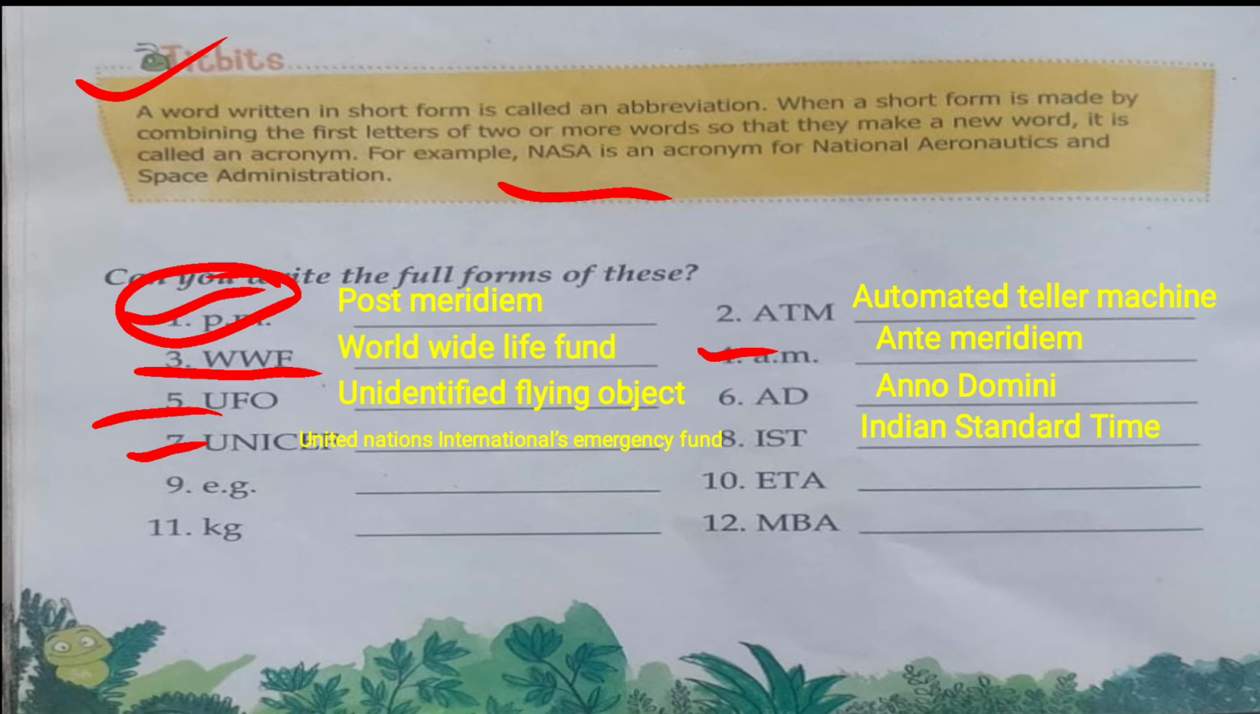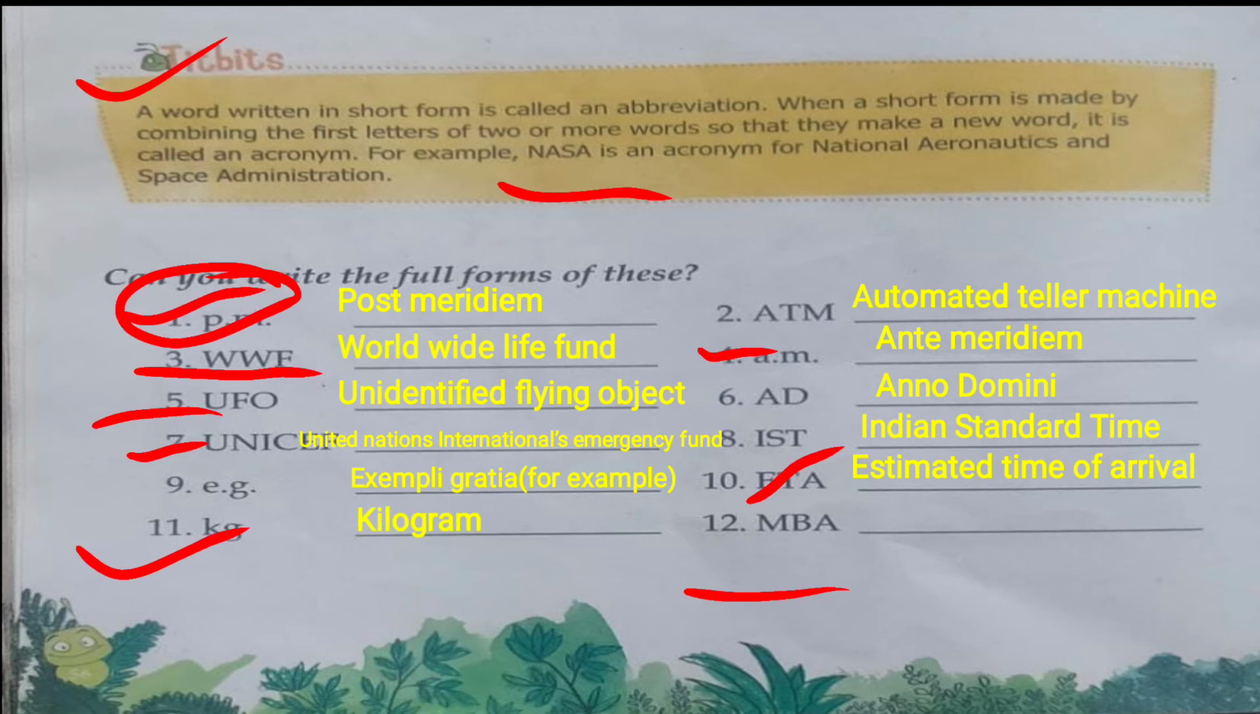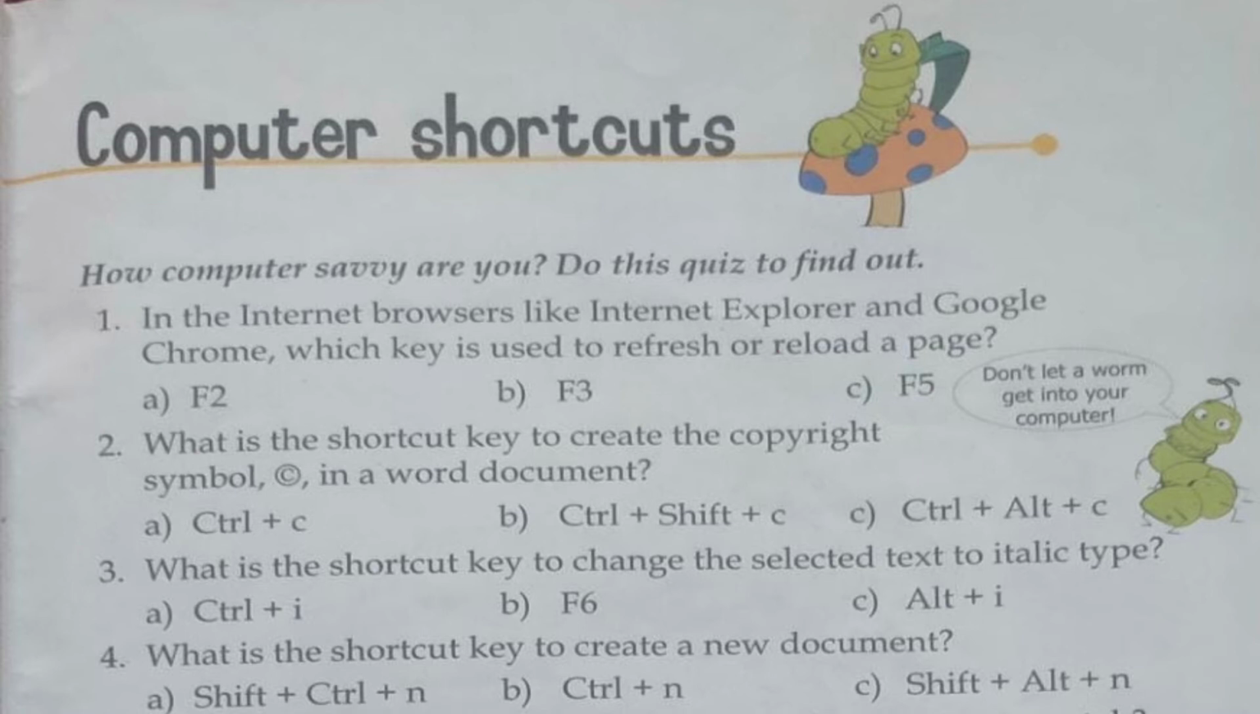Okay. And the next one is EG. What's the meaning of EG? Exempli gratia, for example. And the next is ETA. It's an acronym. What's the meaning of this? Estimated time of arrival is known as ETA. All right. And the last one is also an abbreviation, kg. We all know that it's kilogram. And the next, MBA. The full form of MBA is Master of Business Administration. All right. I think it's clear to all of you. You have to learn it. And I'm moving to the next.